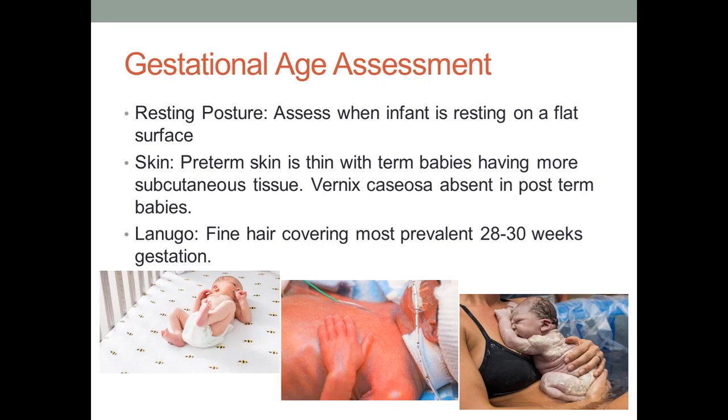In a post-term baby, they're not going to have this cheese that's in the third picture there. They have very little because it's already been absorbed into their body. Lanugo, that's that fine hair that covers the babies. It's more prevalent in babies that are about 28 to 30 weeks, and then the farther along in gestational age they get, it actually disappears.